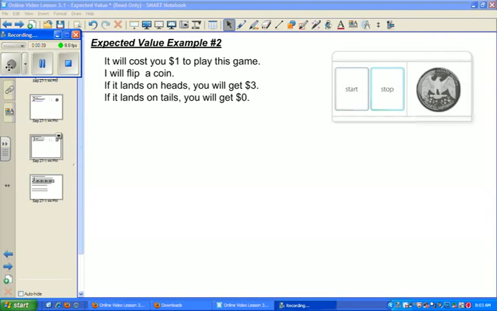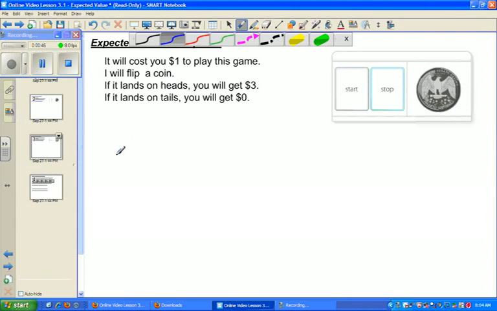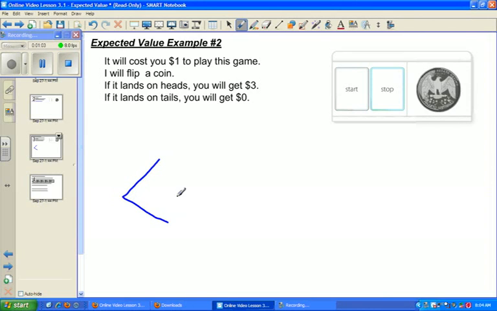So what I want to do is analyze this problem with a tree diagram first, because it's a good chance for us to review tree diagrams and a good chance for us to take a look at what's coming up here soon in probability. So in this problem, I'm going to flip a coin. When I flip a coin, there really are only two outcomes that can happen. Those two outcomes are heads could occur or tails could occur. Those are the only two things that can happen here.